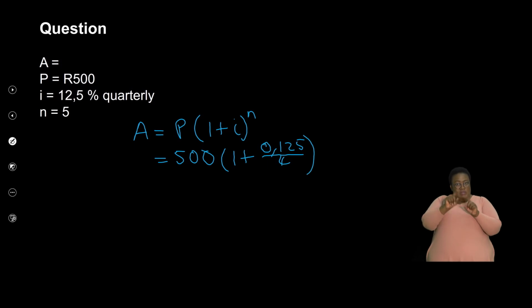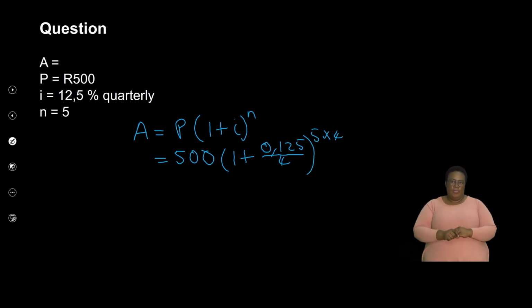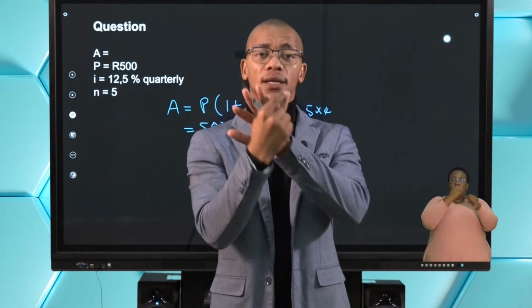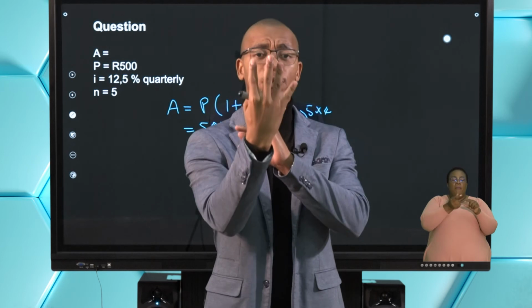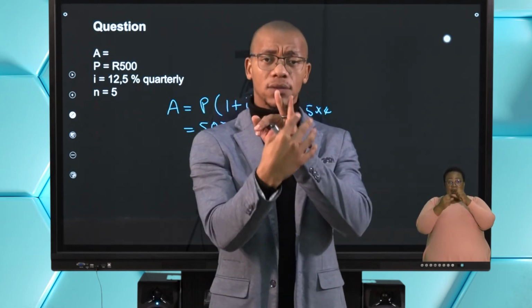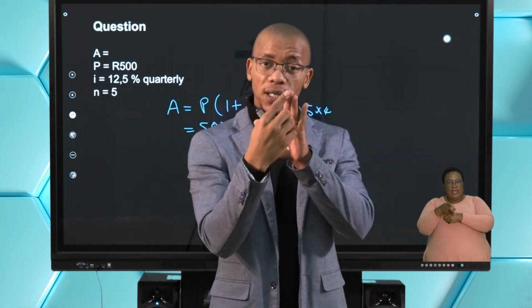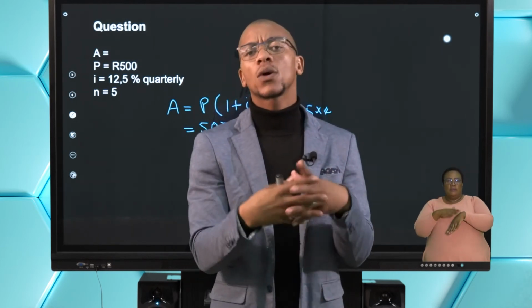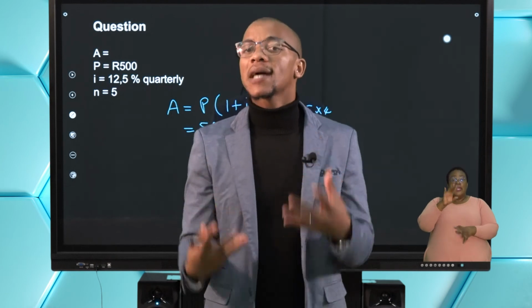And this, she got it for 5 years, but in each year she got it 4 times. So if you look at what I've just substituted now, guys, the 5 times 4 there means that for the first year, Sibongile got the interest 4 times. For the second year, she got it 4 times again. For the third year, 4 times, like that. So in total, she actually got the interest 20 times.